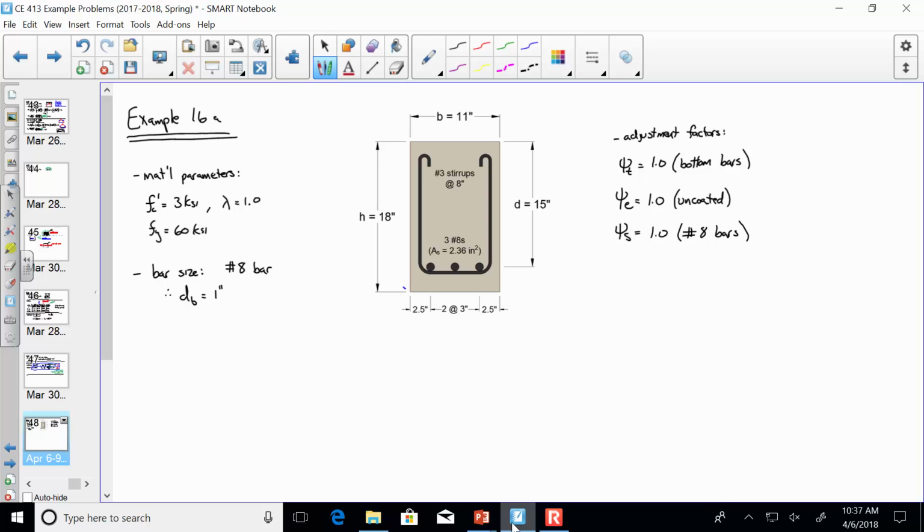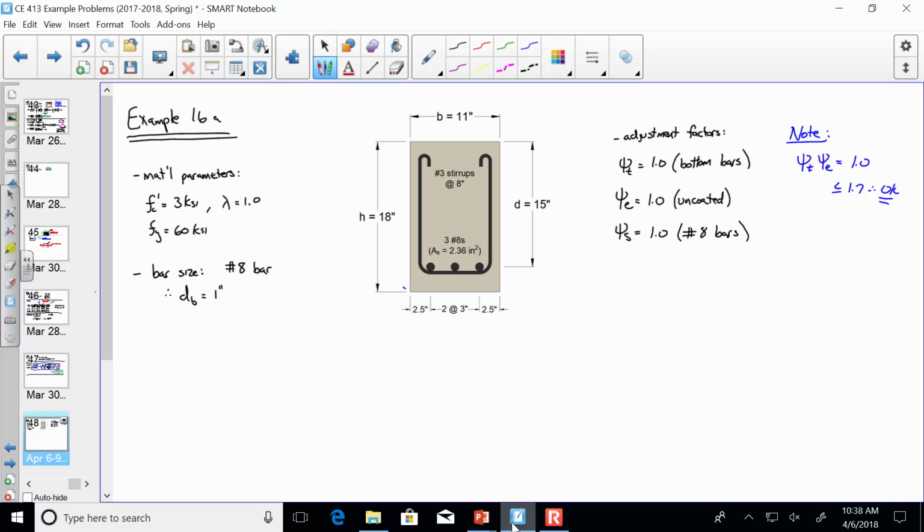Now, before I move on, I just want to make a little note here. What is psi t times psi e? What is that? 1. That has to be less than or equal to 1.7, so that's good. If it was bigger, then we would just replace those 2 quantities with 1.7 in our development line, just so everybody's aware of that. Sound good? You would just, in the equation, take psi t and psi e out and put in 1.7. Like that product is 1.7.